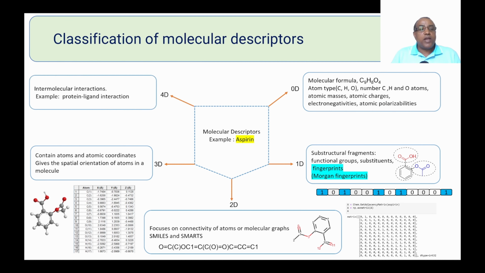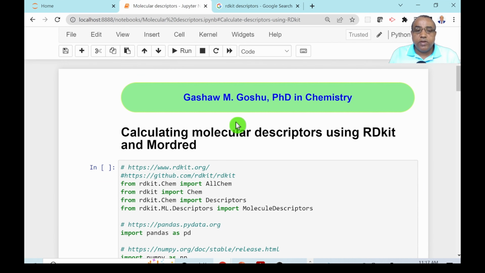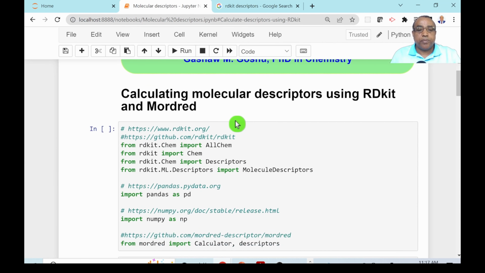The last one are called 4D descriptors. These 4D descriptors model the interaction between molecules. If you calculate descriptors based on the interaction of molecules, say for instance in the case of protein ligand interaction, these kind of descriptors are called 4D descriptors. Okay, now let's see how to calculate molecular descriptors using RDKit and Mordred.